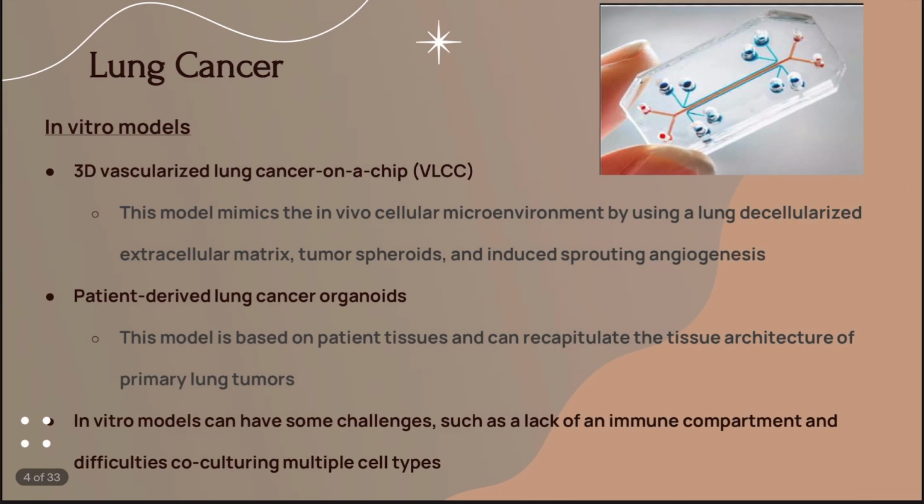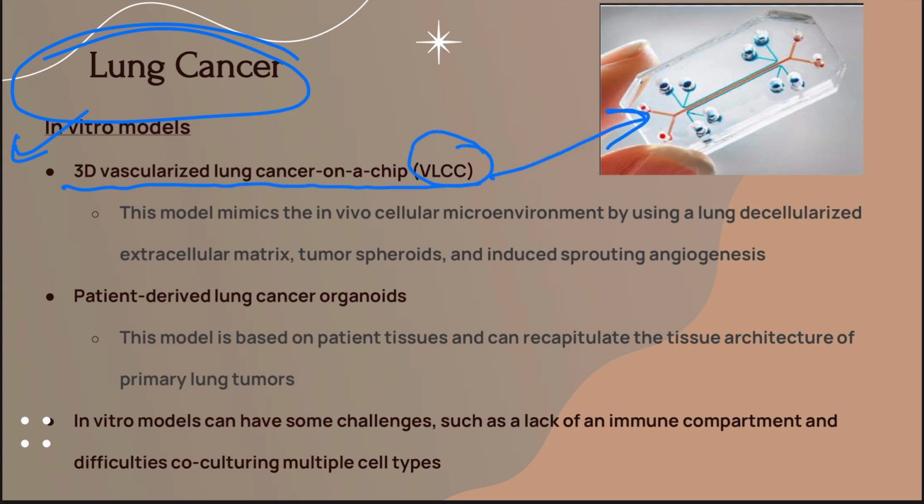Now let's come to the first disease, that is lung cancer. For lung cancer we have in vitro models and in vivo models. In vitro models means outside the body and in vivo models means inside the body, that is basically inside the animal. In vitro models have different types, that is the 3D vascularized lung cancer on a chip, that is VLCC. As you can see here, this is the chip, and then we have patient-derived lung cancer organoids. Organoids are nothing but the miniature form of organs.